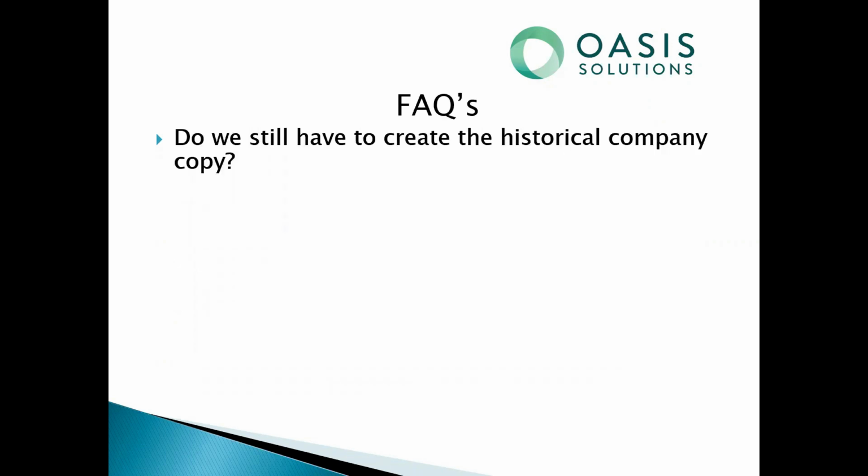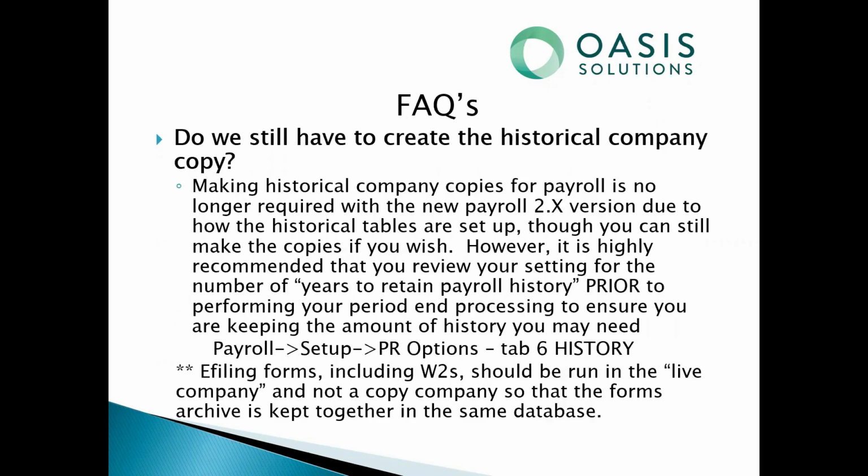The one question I get pretty frequently is, do we still have to create the historical company copy? Keep in mind, back in the legacy payroll, we used to make the historical company copies before you could do your period end processing. The reason for that was the period end processing in the legacy payroll would remove some data that you would need to generate your W-2. So it wasn't ideal to do your period end processing before you had your W-2s done.